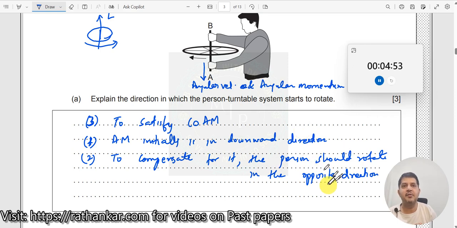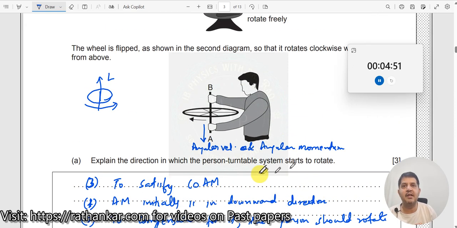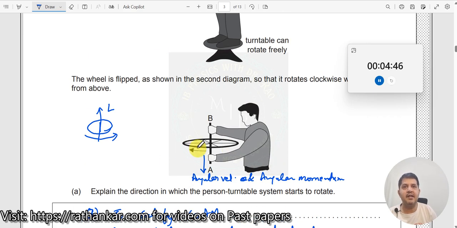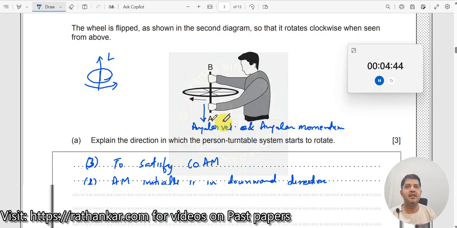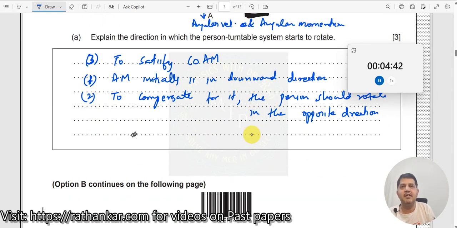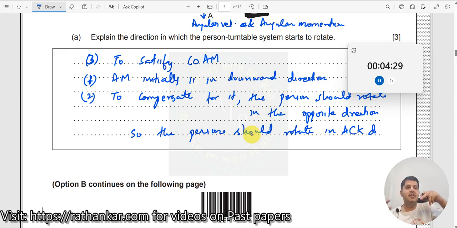What do you mean by opposite direction? Which direction should you rotate? That's what has been asked. Explain the direction in which it should rotate. Now the wheel is moving in a clockwise direction, and hence the person should rotate in the anti-clockwise direction. So this is what you need to mention.